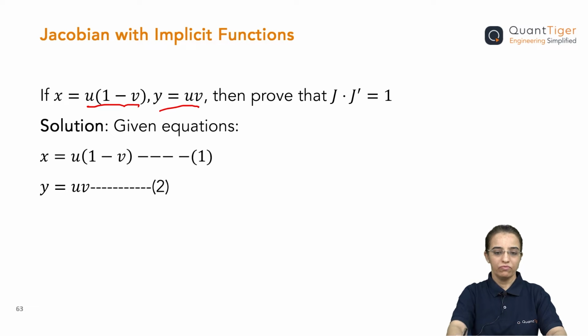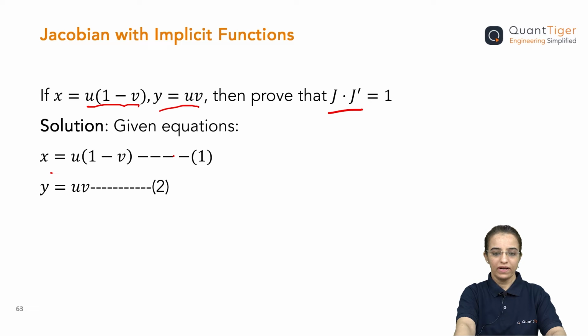So at that time, how are we going to proceed? These are the given functions, and we have to prove that J into J dash is equal to 1. Now the given equations we can write as they are, and label them as equation 1 and 2. So I have taken the x value as equation 1, and the y value I called equation number 2.